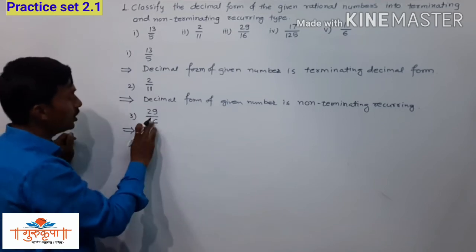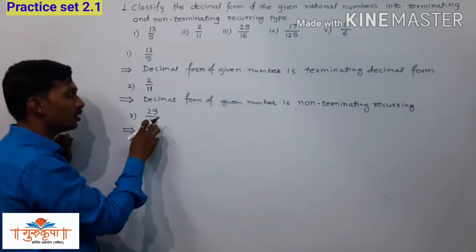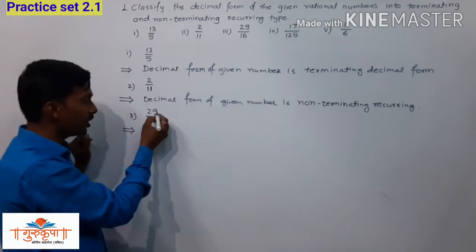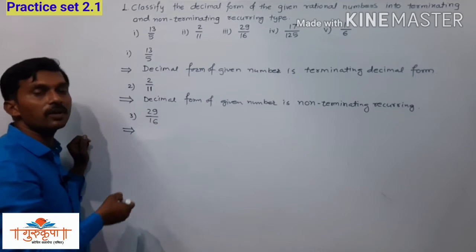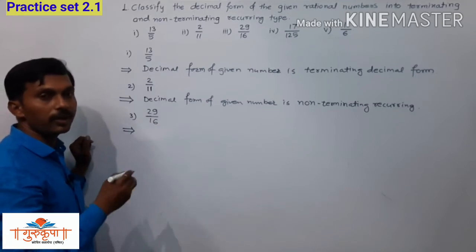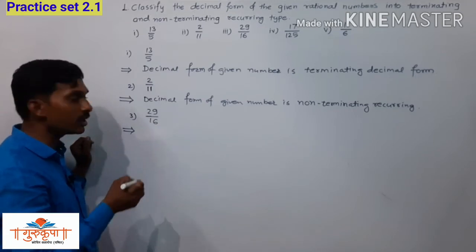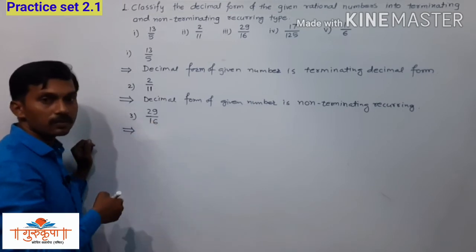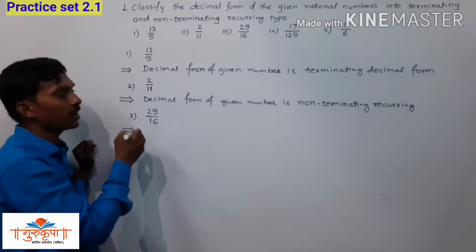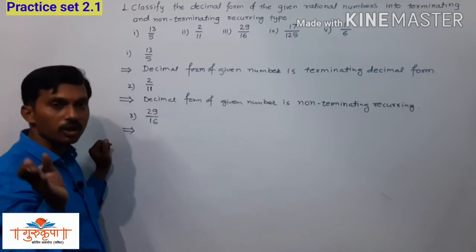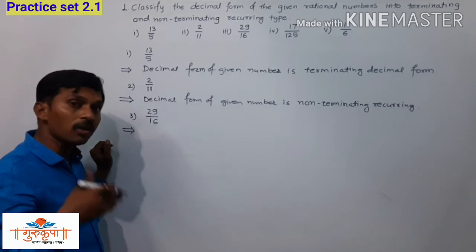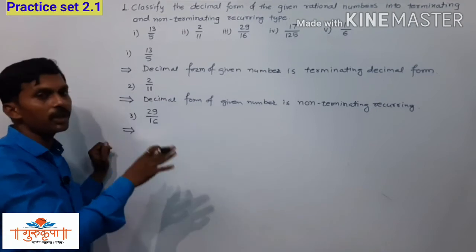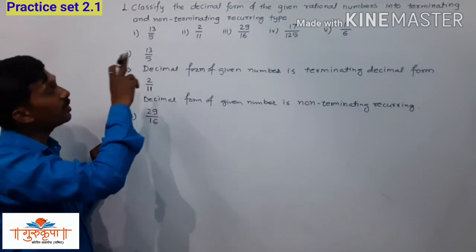So here 29 is not completely divisible by 16. Since 29 is not completely divisible by 16, we have to apply the trick here. What is the trick? If the prime factorization of the denominator is in the form of 2 or 5 or 2 and 5 both, then that number is definitely in terminating decimal form.